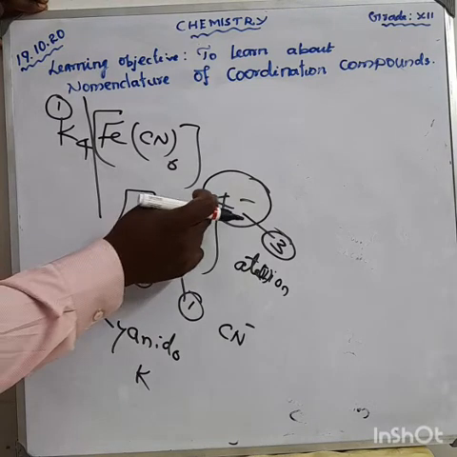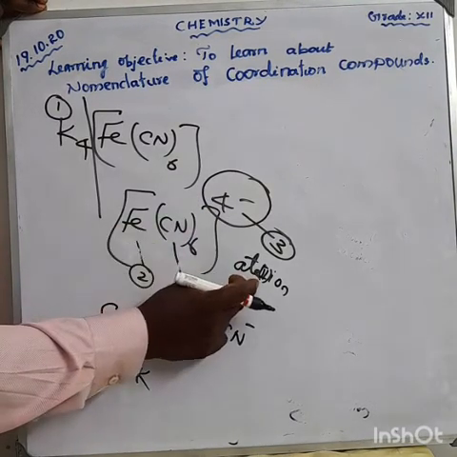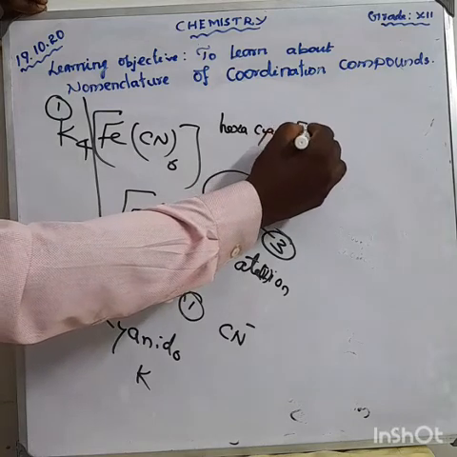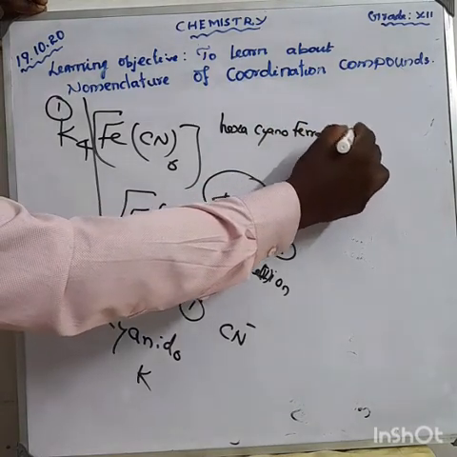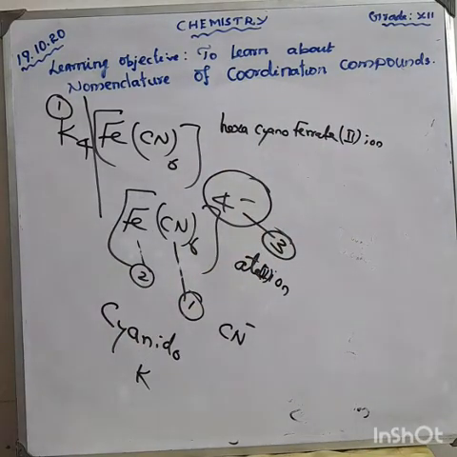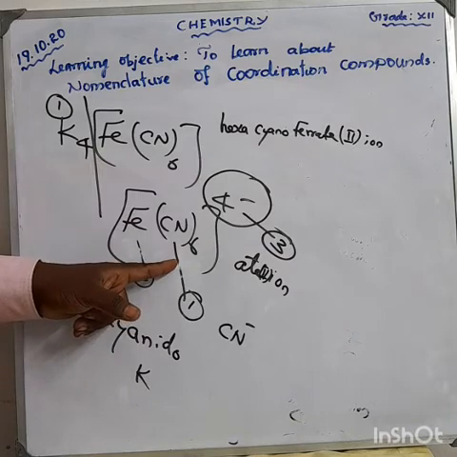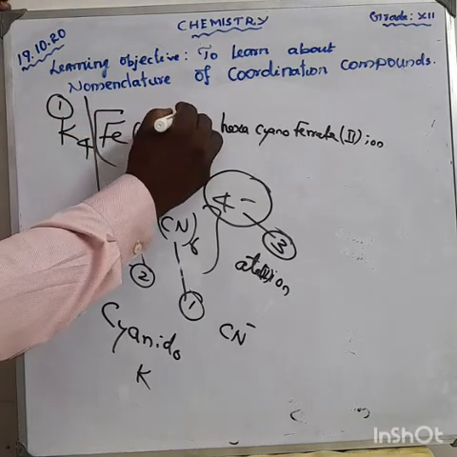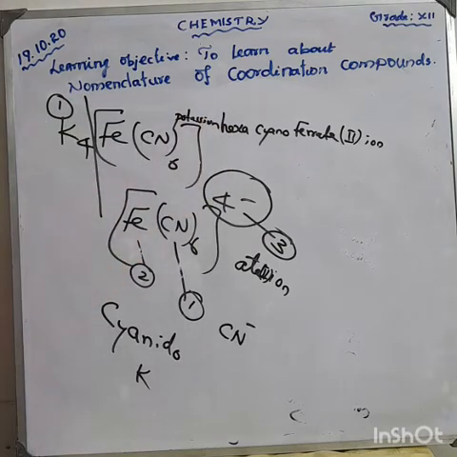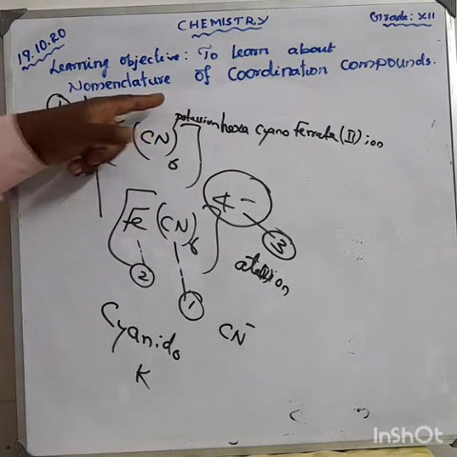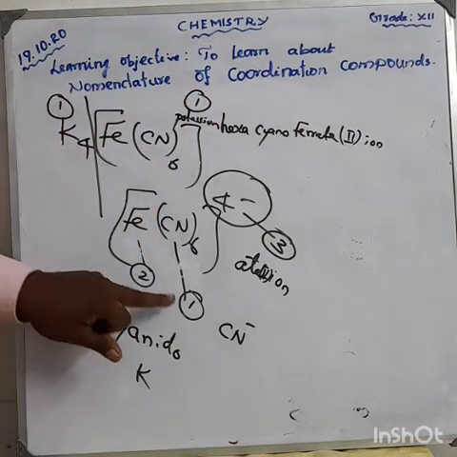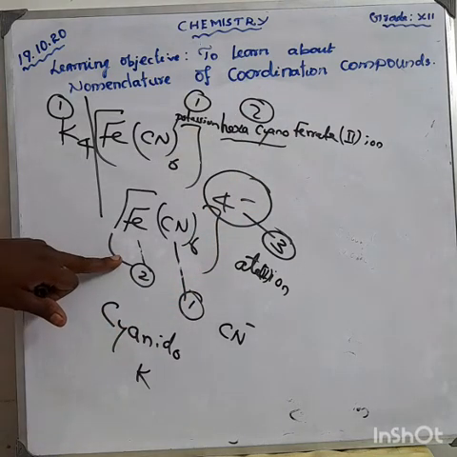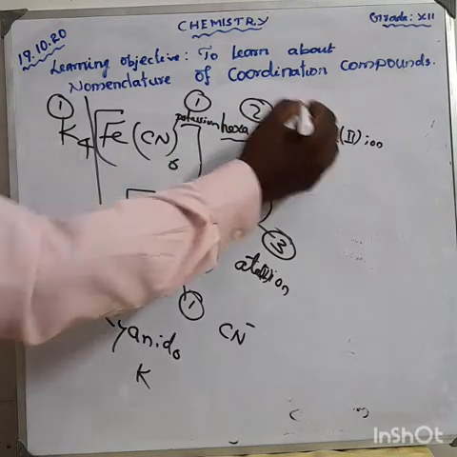Hexacyanoferrate. The oxidation state also should be mentioned, that is ferrate 2 ion. Hexacyano ferrate 2 ion. How can you count the name? First you say the ligand name. How many ligands are there? Here also one more is there, that I told you: start with the cation, potassium. Potassium you write, that's the first priority. First potassium, next goes to the ligand hexacyano, next goes to the central metal ion, that is Fe, ferrate.